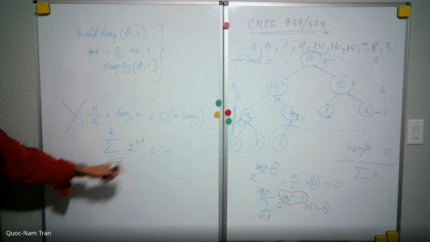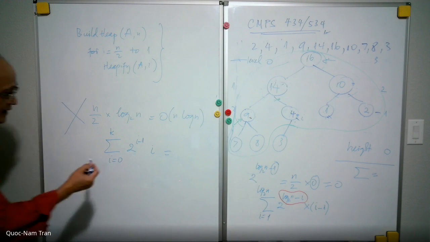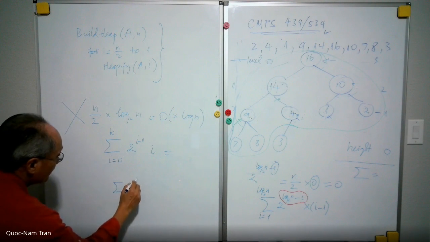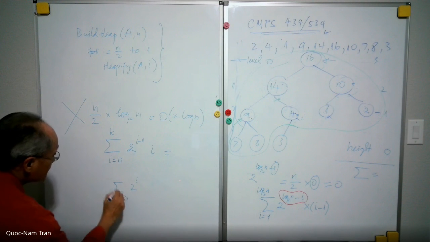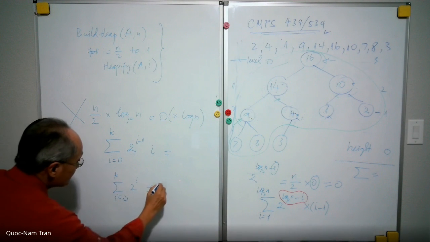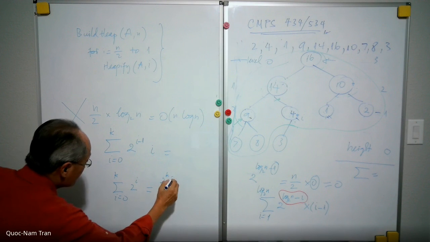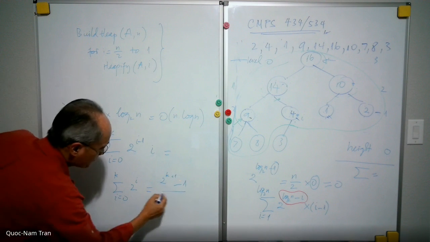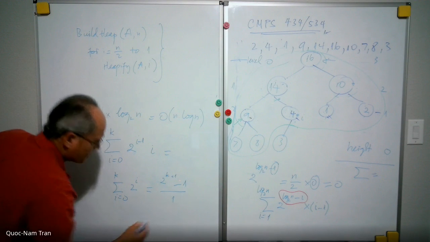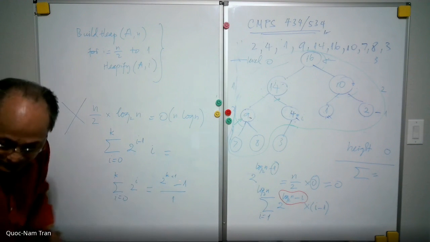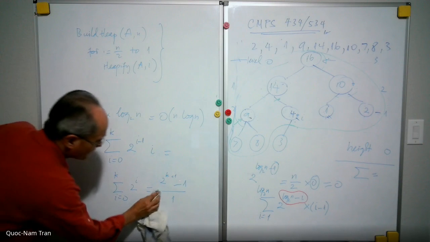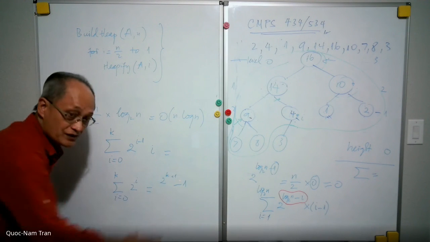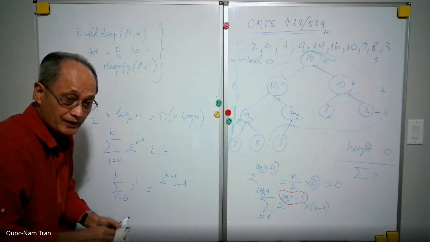Okay, so what is the sum here? Remember that sigma of 2 power to the i, for i from 0 to k, is 2 power to the k plus 1 minus 1, right? Divided by 2 minus 1, which is 1. So we can remove this one, right? Now, we have this formula, which is the geometric summation.